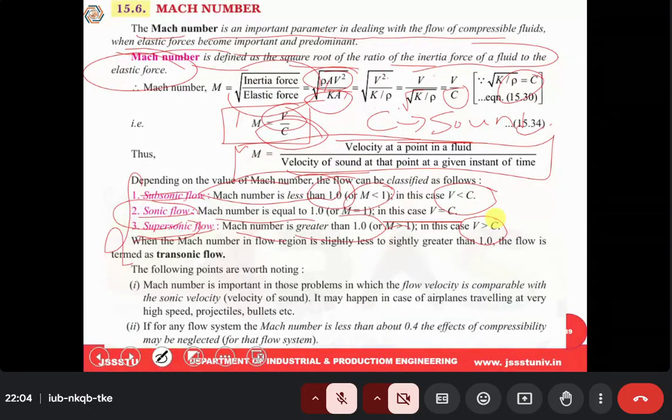Now almost all things flowing in the air, like a flight or a rocket, anything designed to go more than the sound speed is called supersonic. When a flight moves, you can hear the sound only after it has gone some distance, isn't it? Yes or no? Right? Because it has gone at a speed higher than sound.